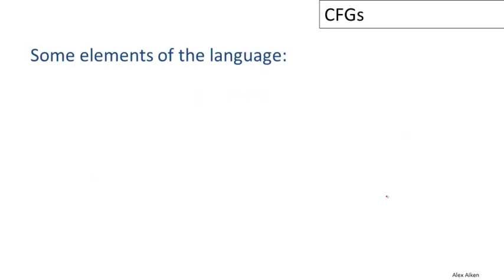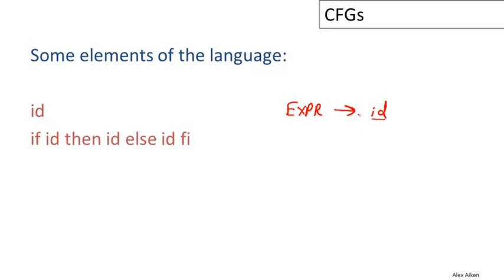Let's take a look at some of the strings in the language of this context-free grammar. So a valid cool expression is just a single identifier, and that's easy to see because EXPR is our start symbol. I'll call it expr. And there's a production that just says it goes to ID. So I can take the start symbol directly to a string of terminals. A single variable name is a valid cool expression.